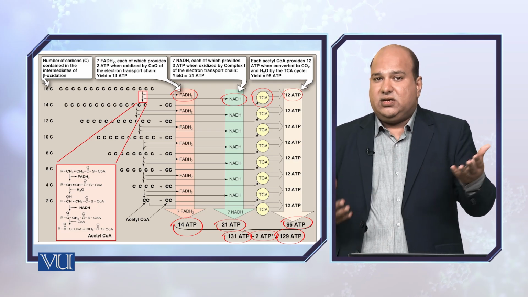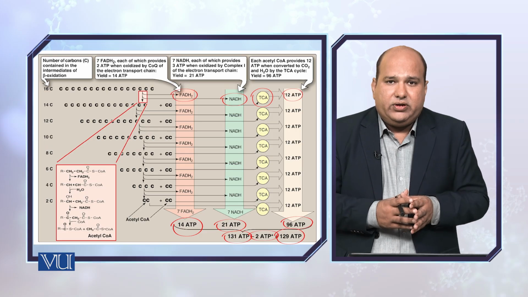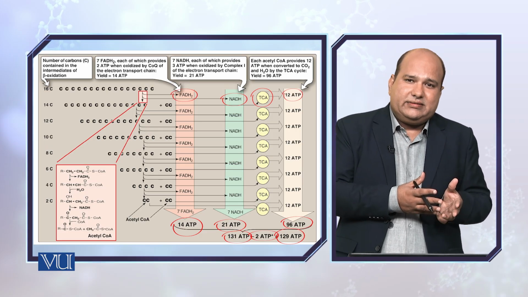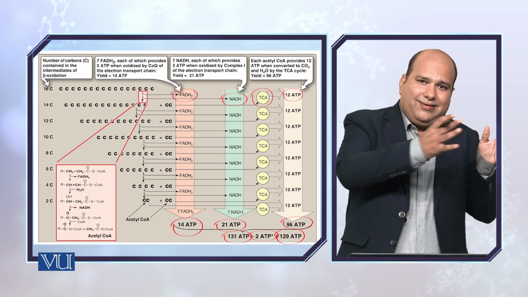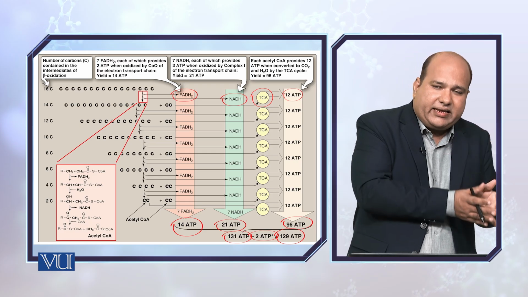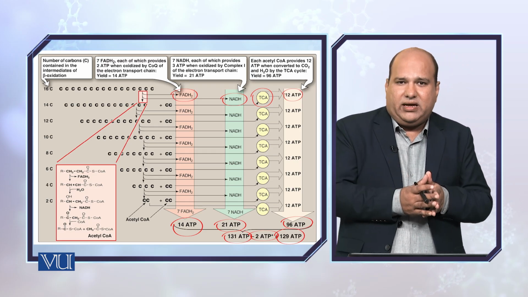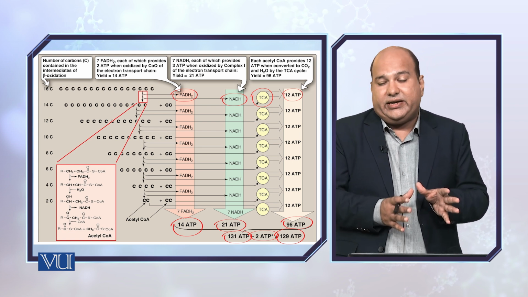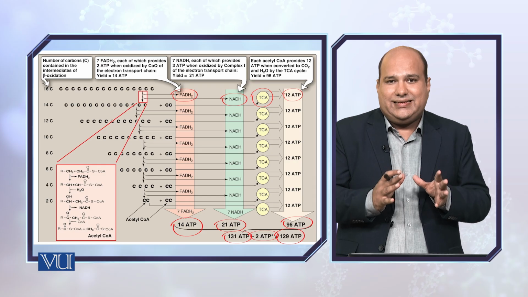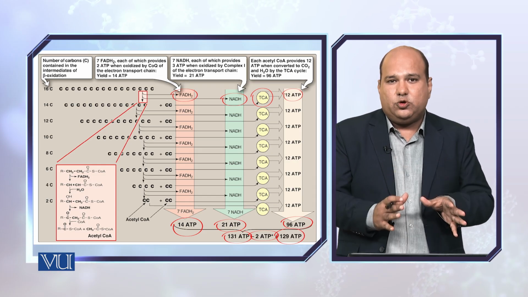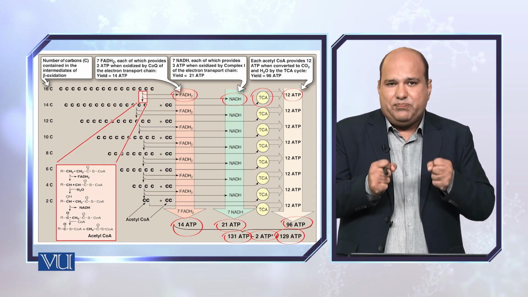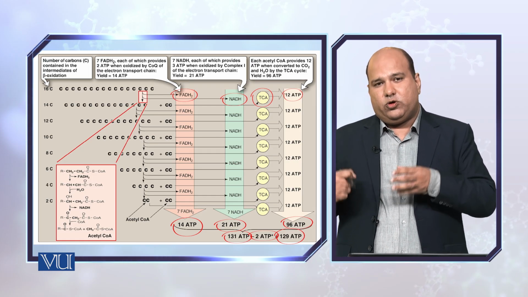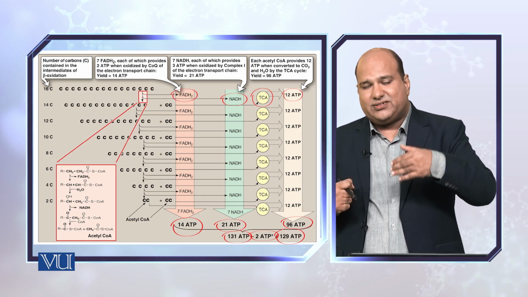In glycolysis, you got only 2 molecules of ATP. In the Krebs cycle, you got around 34 molecules of ATP, and here you are getting 129 molecules of ATP, which is many times more, which shows the importance of degradation of lipids, or the importance of lipids as an energy source.